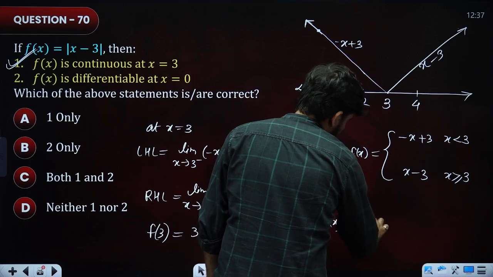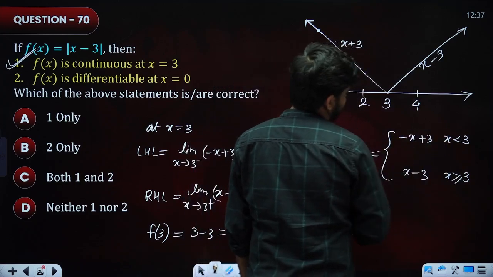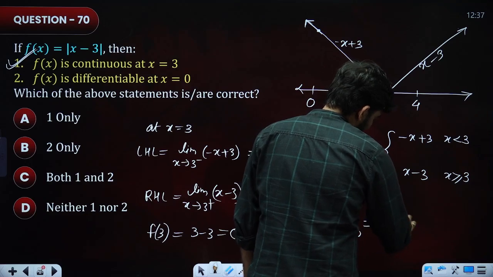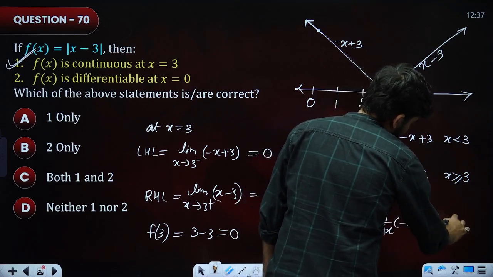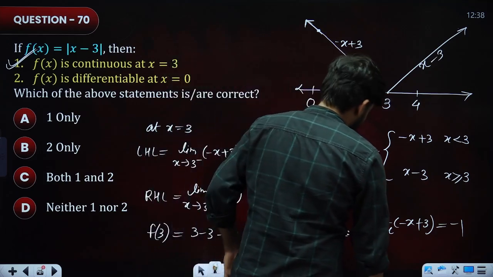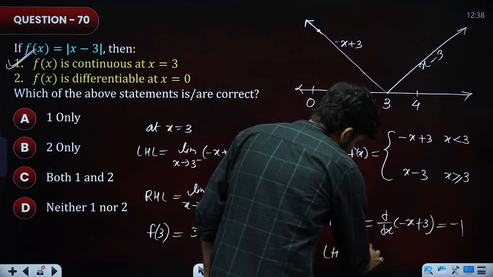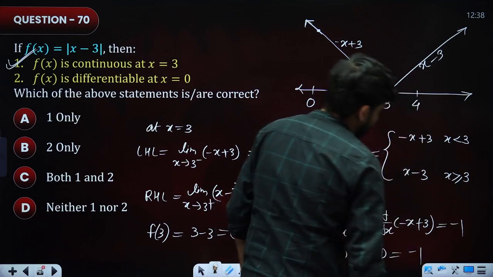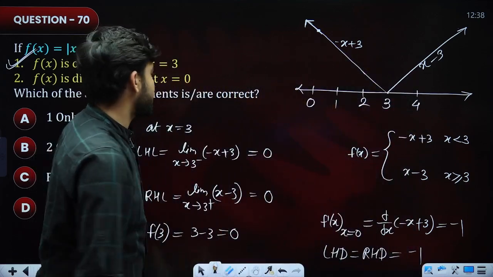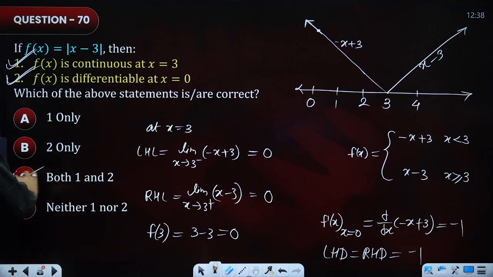we talk about x equals 0 because when x is less than 3, the function is minus x plus 3. So we have to take the differentiation of minus x plus 3. This is equal to minus 1. Okay, so for both cases, the function is the same. So here the left hand derivative and the right hand derivative are both equal to minus 1. Okay, so we can say that f of x is differentiable at x equals 0. So we can say that option C is correct. Both statements 1 and 2 are correct over here.